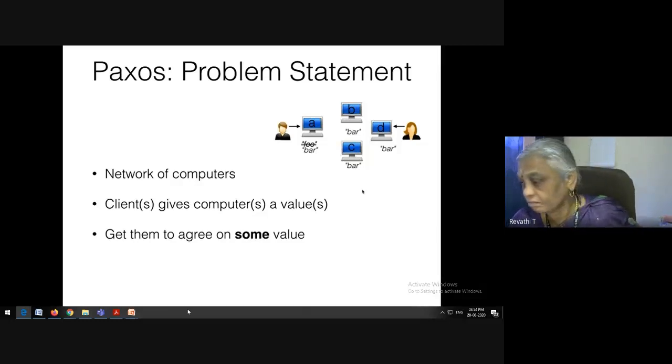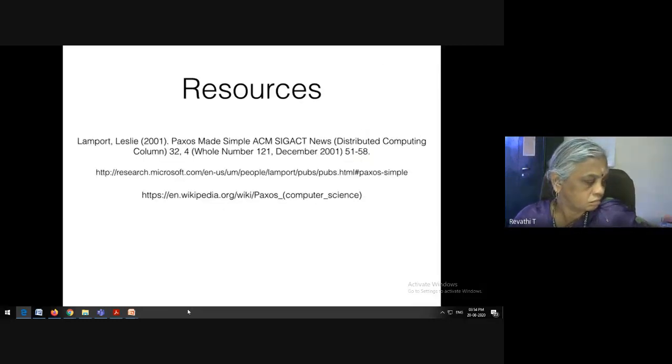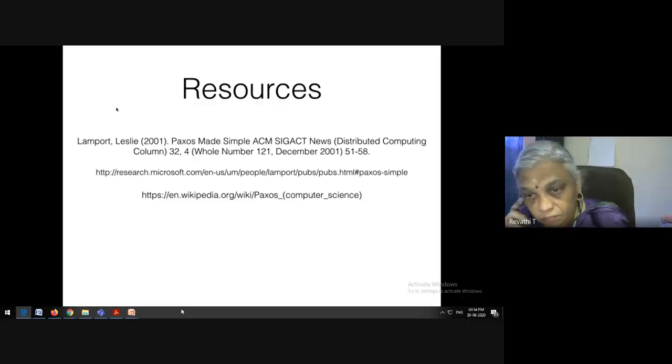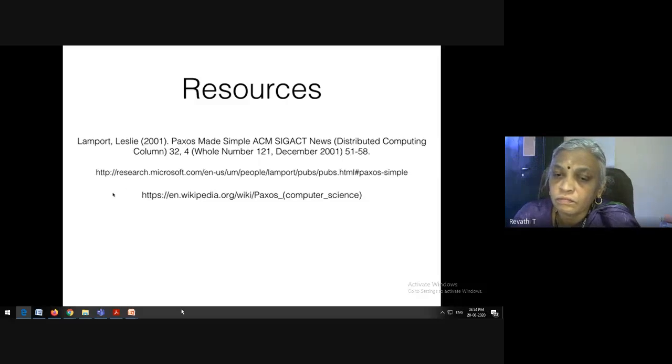It's used in a lot of places. It's a cool algorithm, but it is kind of complicated. It was originally written in a paper called The Part-Time Parliament by Leslie Lamport in 1998, and it was about 33 pages long and kind of hard to understand. And so a few years later, Leslie Lamport wrote Paxos Made Simple, which is just 14 pages long, and it's a little bit easier to understand.